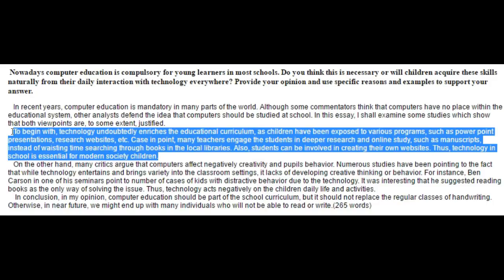So let's say that we want to talk about the fact that students must be prepared with the necessary skills required in the future. So we could say, to begin with, students must have equal access to the skills required by modern society. More specifically, the vast majority of jobs nowadays demand that workers have a minimum level of computer literacy.